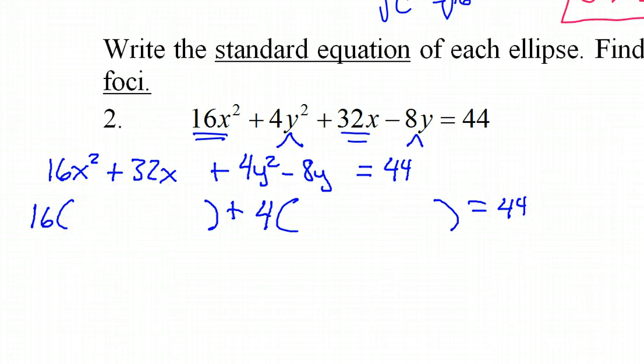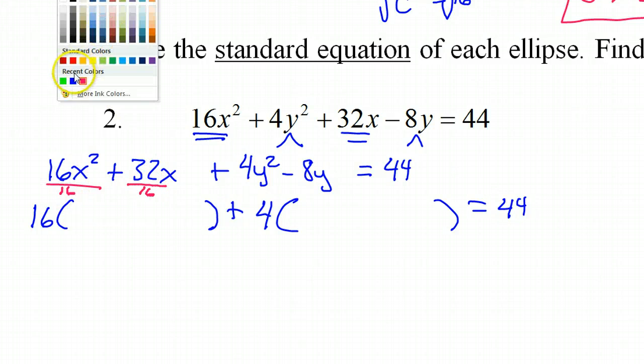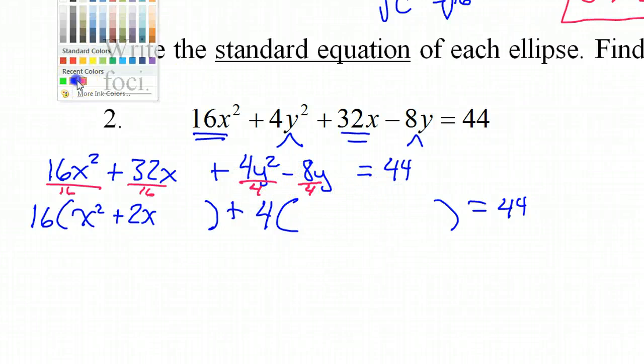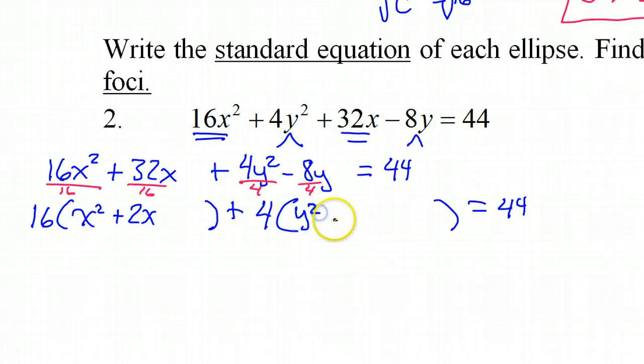Now on the inside, remember if I'm pulling out 16, that means as far as what goes in here, I'm dividing by 16. So in here, I'm going to have x squared plus 2x. And here I'm dividing everything by 4, really. So that's going to give me y squared minus 2y.